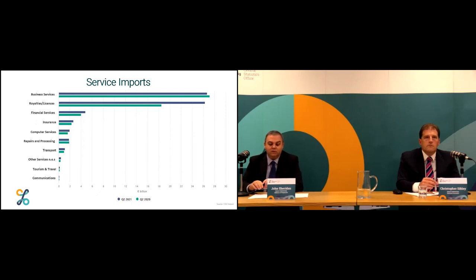Looking at the import side, we have an overall increase compared to last year of 8.9 billion. And this is largely driven by the increase in royalties and licenses of 7.8 billion. Business services are down 483 million, but within this, R&D is down 3.8 billion and miscellaneous business services are up 3.2 billion. Our tourism services, again, continued the COVID impact and are down 33 million on the same quarter last year.